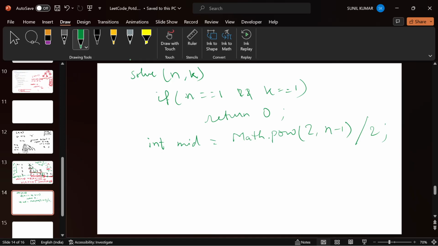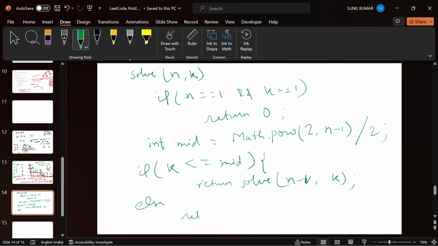And what we need to do next? If k is less than or equal to mid, then what we need to do? We need to return solve for n minus 1 comma k. Else, what we need to do? We need to return not of solve n minus 1, and for this we need to do k minus mid.